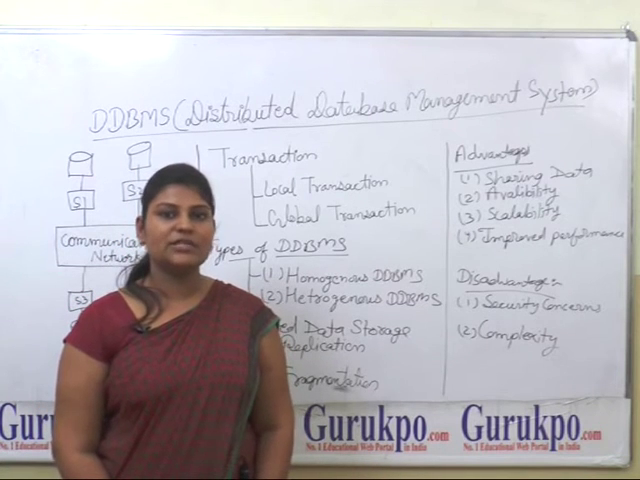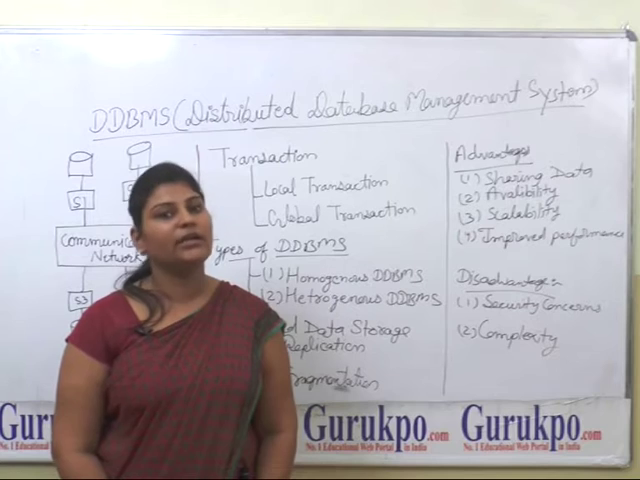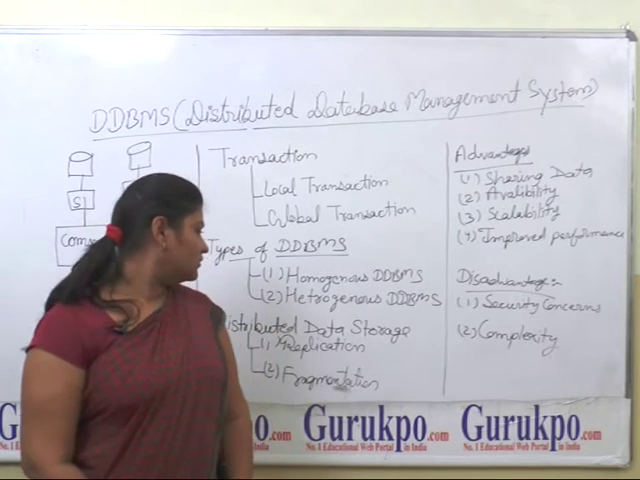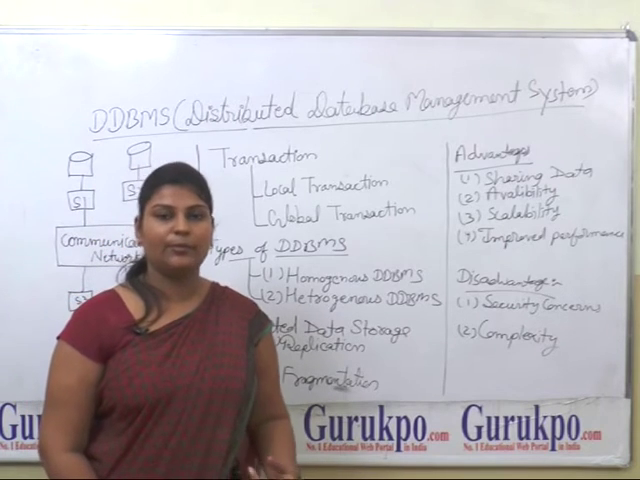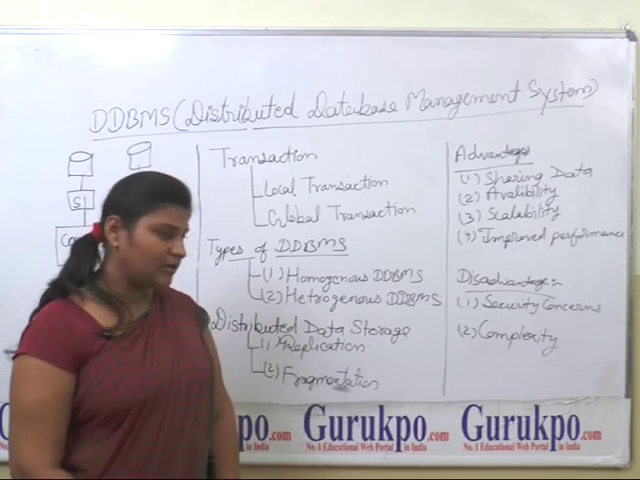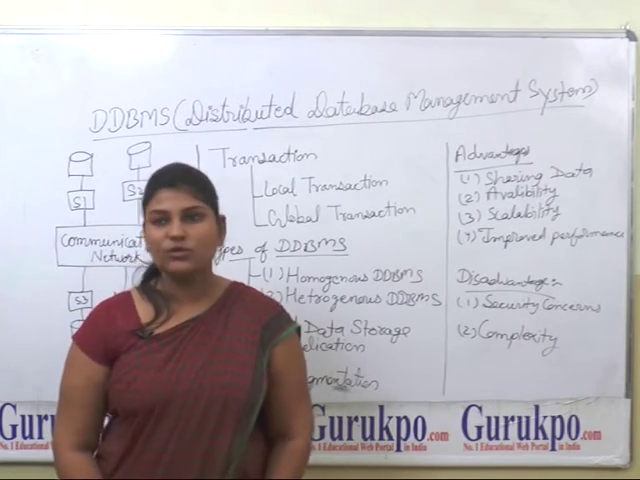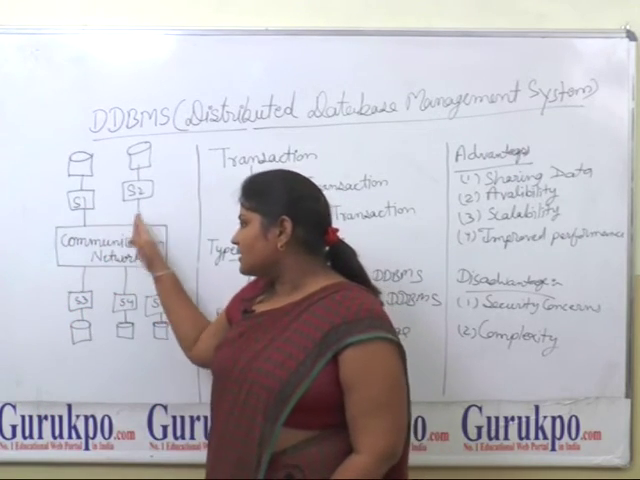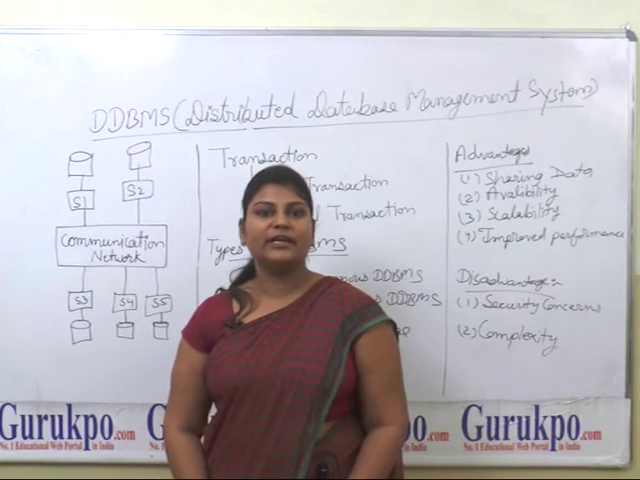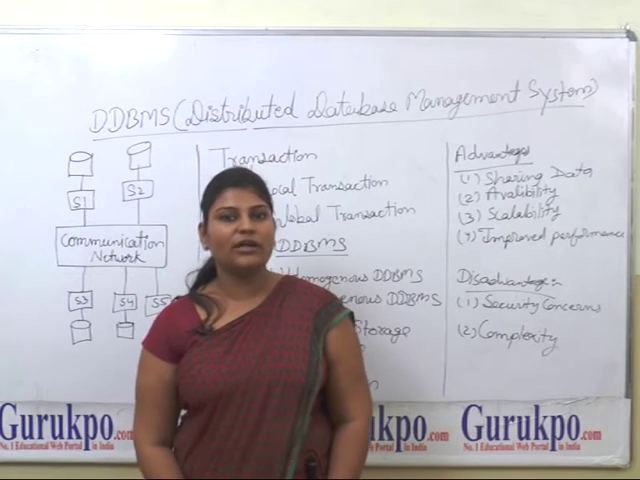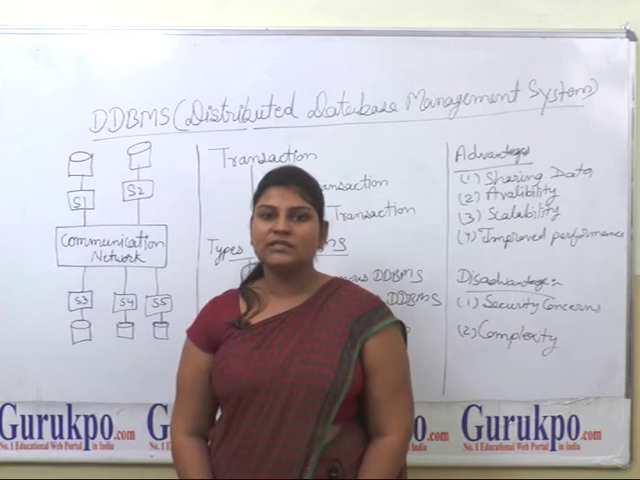Now we will talk about the distributed data storage. Data storage here means how the data is stored in the distributed DBMS. There are two types of distributed storage: replication and fragmentation. In the replication, data is replicated on multiple sites. Suppose we have sites S1, S2, S3, S4 and S5. The data is replicated on every site. There are multiple copies which are called replicas for these sites.